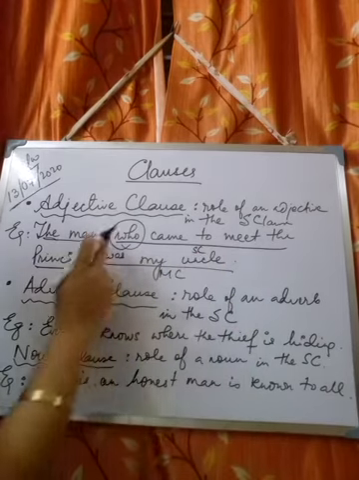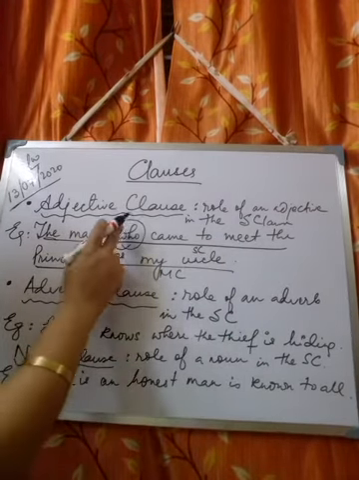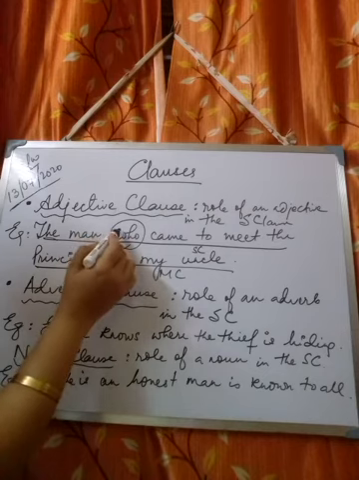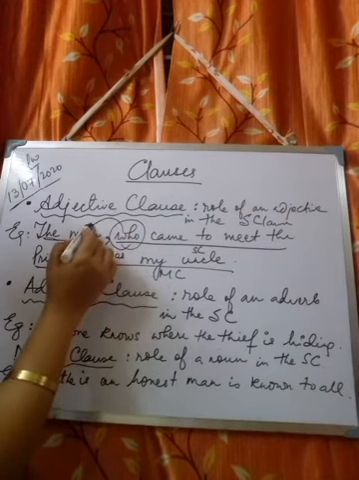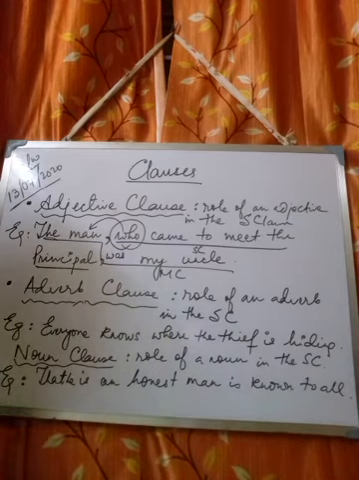Now this subordinate clause is an adjective clause here because this entire subordinate clause plays the role of an adjective. We find it qualifies or adds meaning to the noun, the man. The man who came to meet the principal.